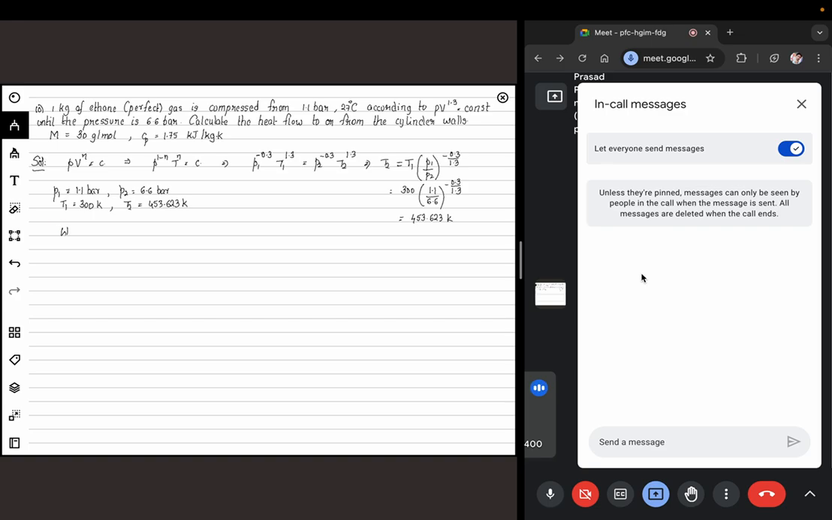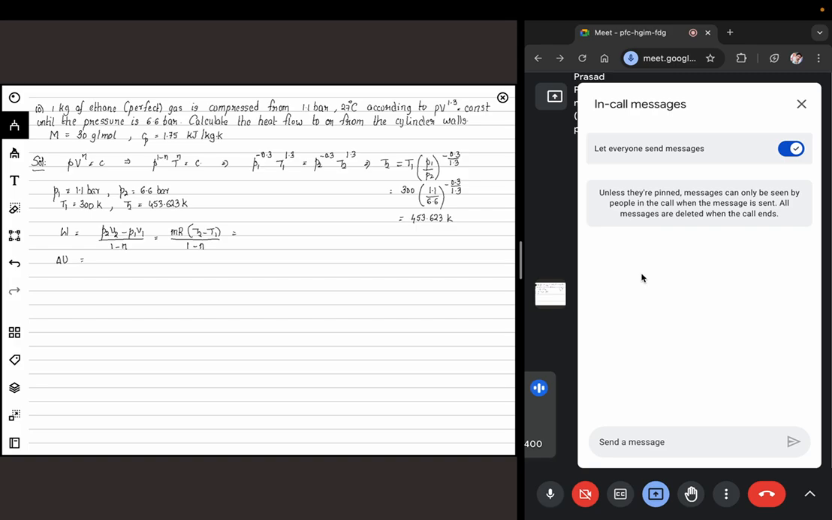a polytropic process, work done is given by P2V2 minus P1V1 by 1 minus n. I can write this as mR, since it is a system approach, T2 minus T1. Use the ideal gas law, since it is a perfect gas, I can use that relation. I can write this as mR T2 minus T1 by 1 minus n. And your change in internal energy.